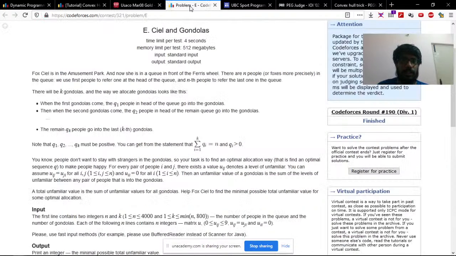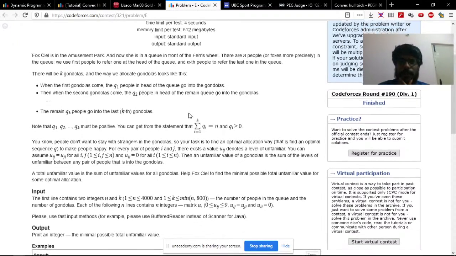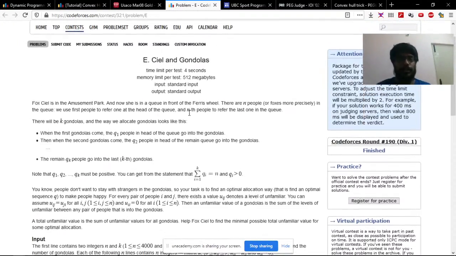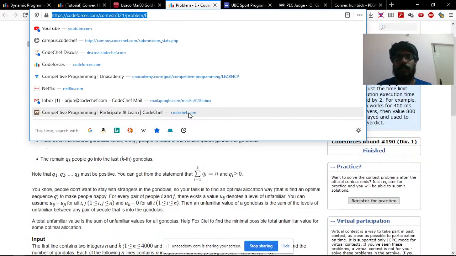So divide and conquer, again, there is this one problem which most people use. It's called Seal and Gondolas. Have a look at it.